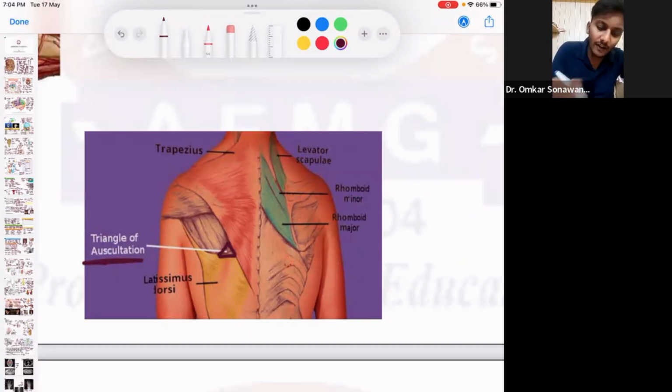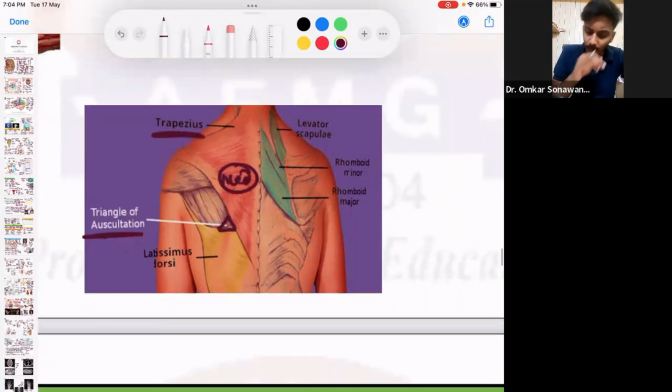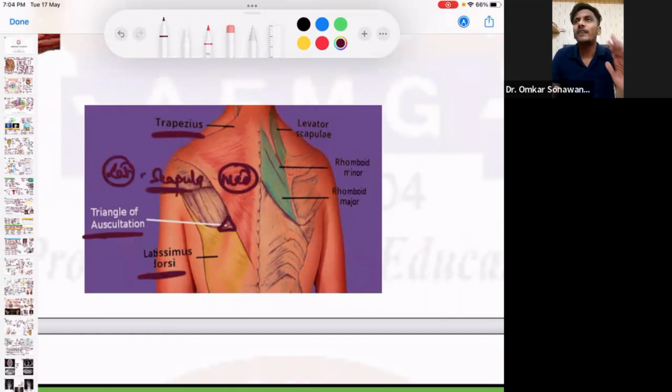So medial border of the triangle of auscultation is formed by the trapezius muscle. Inferior border by the latissimus dorsi, ठीक है, and lateral border by the medial border of scapula. This is known as the triangle of auscultation. कोई दिक्कत नहीं है, ठीक है.